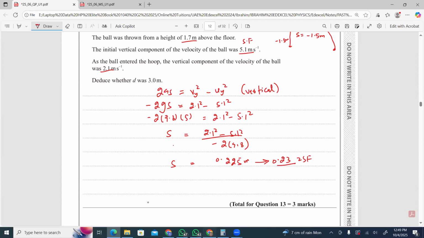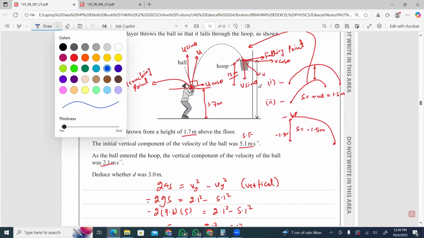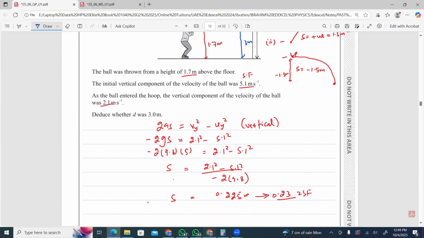So now it means that the 0.23 is the distance at which the ball will be presented from the launch point. So from the launch point, when it is going to fall, it will be at 0.23 meters. So now what is the total height of this hoop? It was 3 meters. Now you need to see, is the height of the basketball equal to 3 meters? No, it's not.